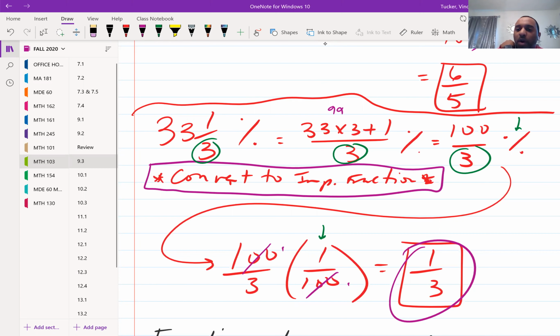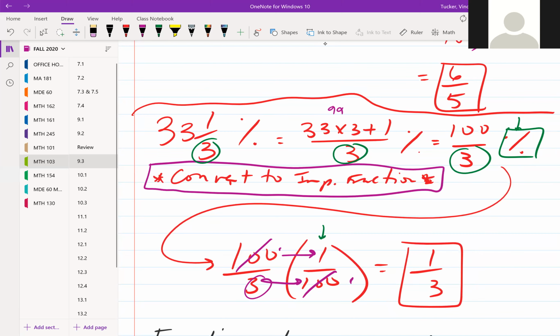So once you convert it to an improper fraction, that's 100 over 3, then we do the same thing that we did in the previous problem where we take 1 over 100 and replace that with the percent sign. So then you have 100 over 3 times 1 over 100, and those 100s will cancel, leaving you with just 1 times 1 up top and 3 times 1 on the bottom, which is just 1/3. Okay, thank you. Not a problem.